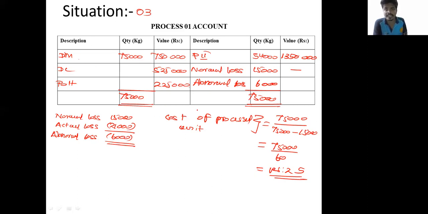As I told you, here we are assuming that we have incurred all the cost related to these abnormal loss items. Therefore, the cost of this particular item can be calculated the way we did to calculate the cost of the proper goods.